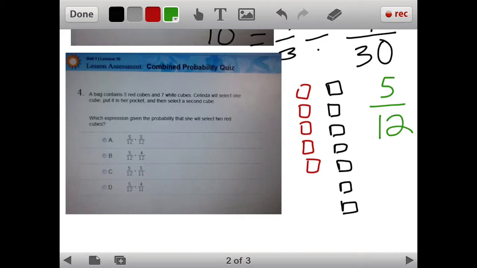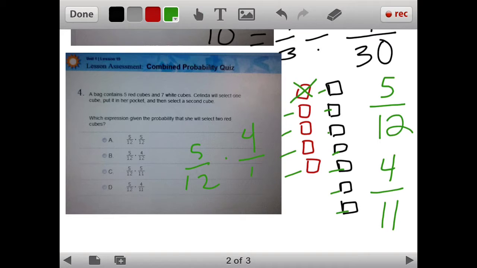And then the second time she reaches her hand in, the red cube is already gone. Because we're talking about this specific situation, we're only wanting to know if she grabbed a red cube. So the second time she reaches her hand in, there are 4 red cubes out of a total of 1, 2, 3, 4, 5, 6, 7, 8, 9, 10, 11. 4 out of 11. So I'm looking for 5 over 12 times 4 over 11. And so that answer here would be D.